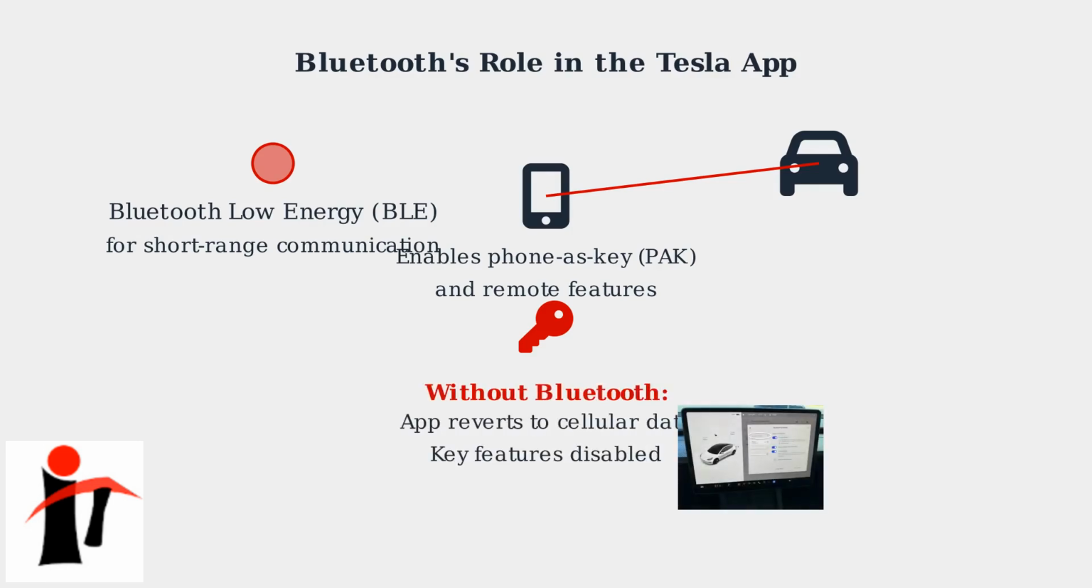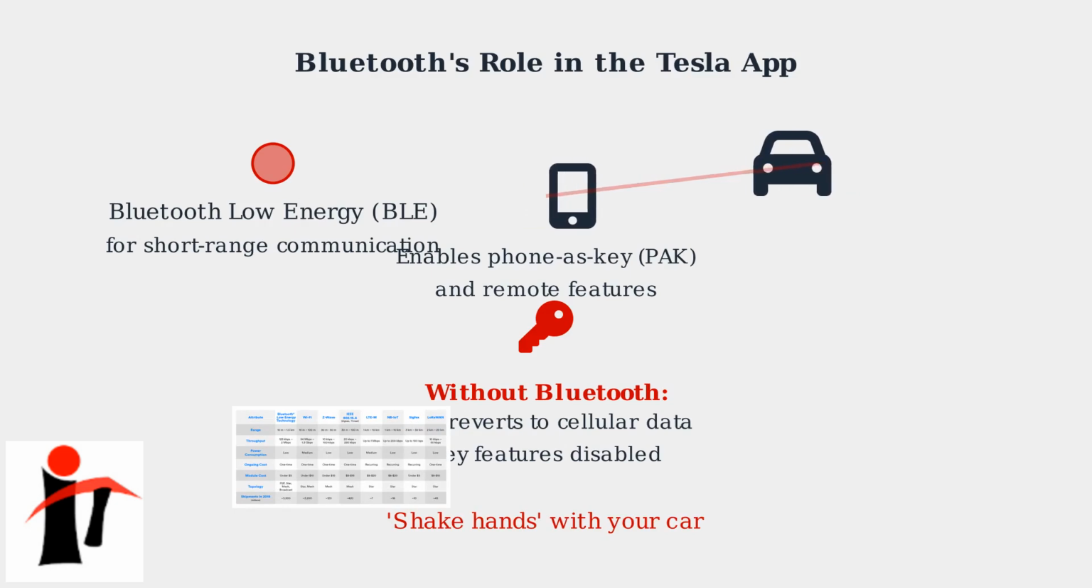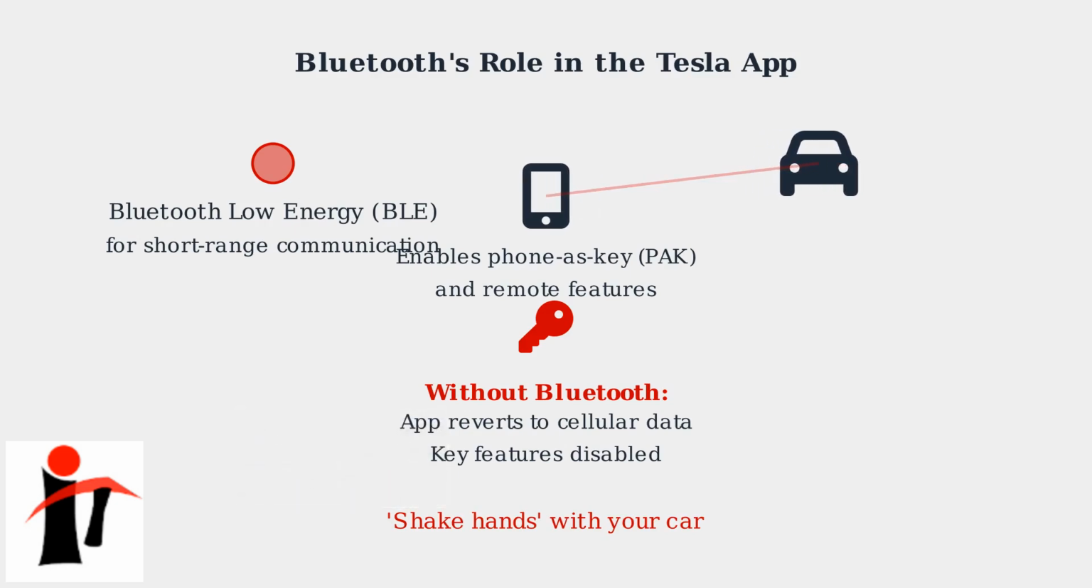Without proper Bluetooth connectivity, the Tesla app has to fall back to cellular data for communication. While this works for some basic functions, many key features are disabled without the direct Bluetooth connection. Think of Bluetooth as the way your phone needs to shake hands with your car to establish that trusted connection for all the advanced features to work properly.